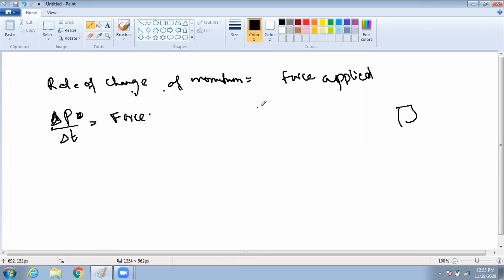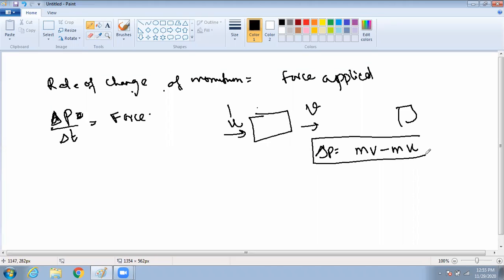But remember, the body initially is moving at an initial speed U, and the final velocity is V. So what is delta P? Delta P is the change in momentum, so it will be mv minus mu, the final momentum minus the initial momentum. So your delta P divided by T can be written as (mv minus mu) divided by T.